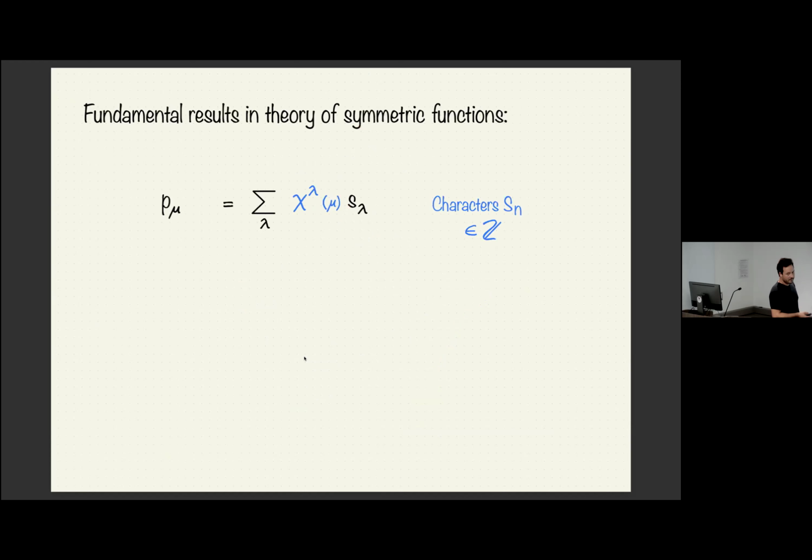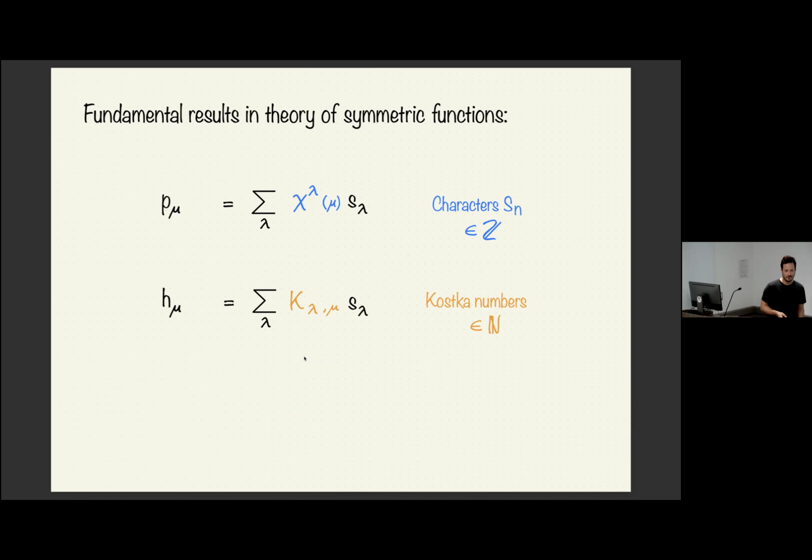Okay, so the claim is the following: the power sum basis, if you decompose it in the Schur basis, you get some integer coefficients, which are exactly characters of the symmetric group related to the size of the partitions in line. Okay, so that's one of the major results of the theory of symmetric functions. Characters are the matrix change of basis between the power sum and the Schur basis. And the Kostka numbers are the elements of the matrix change of basis between the Schur basis and the complete homogeneous basis.